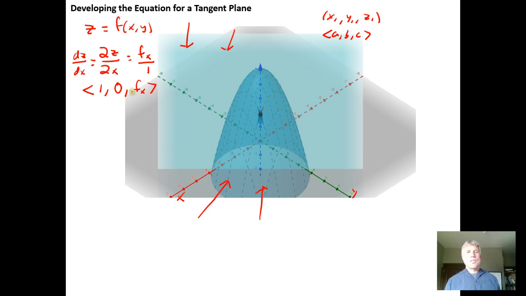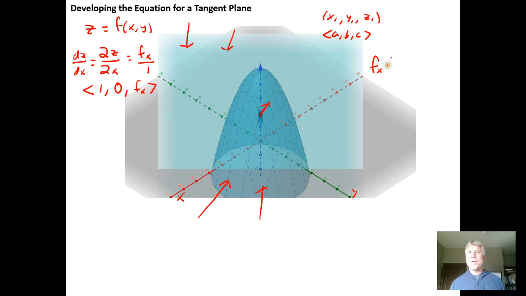And so this gives us a vector that is tangent to the surface, right? Because the derivative, f sub x, this dz dx, is the slope. When we calculate it at a specific point, it gives us the slope of the line at the point. So by constructing this vector 1, 0, f sub x, we've constructed a vector that is tangent to the surface at a point the moment that we evaluate it, right?